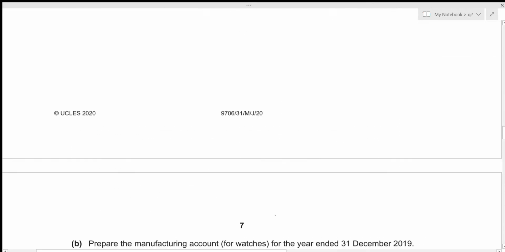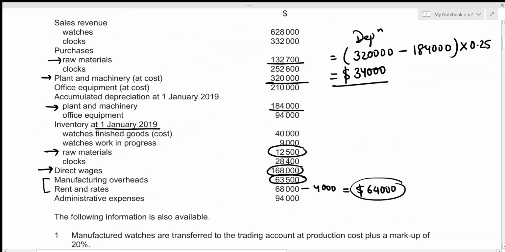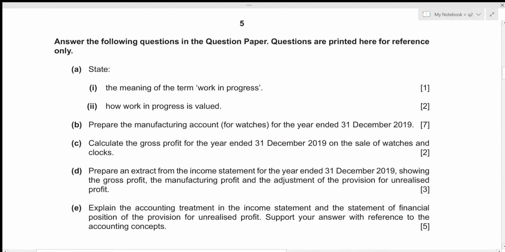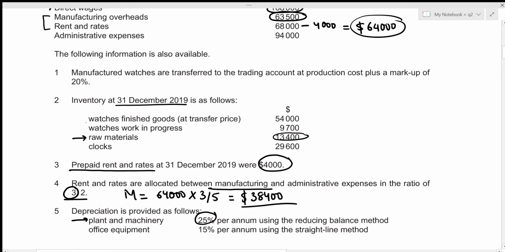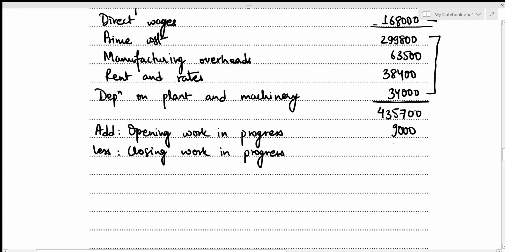So let's look for its value in our above information. So our opening inventory is given right here, and we can see the watches work in progress has the value of 9,000. So let's record this in our manufacturing account. So that's 9,000. Now we look for its closing value. And the closing inventory of watches work in progress amounts to 9,700. Again, let's include this in our manufacturing account, and we know that the closing inventory is actually deducted. So that's 9,700 in a bracket.